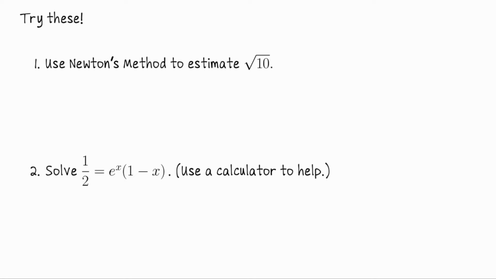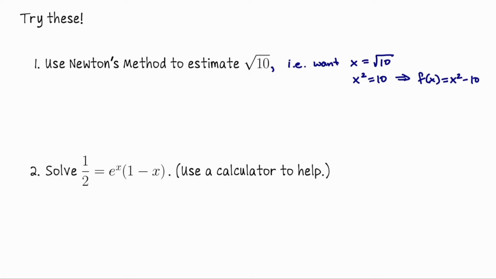For this first problem, we are asked to use Newton's method to estimate the square root of 10. In other words, we want x equal to the square root of 10. We're going to estimate that, which means x squared is 10, which means we want to find the roots of f of x equals x squared minus 10. We're just going to estimate this.